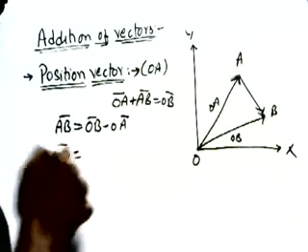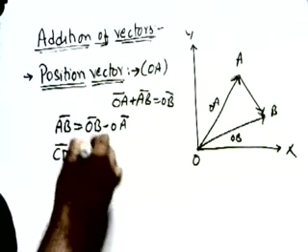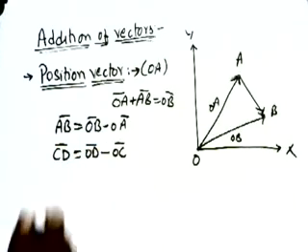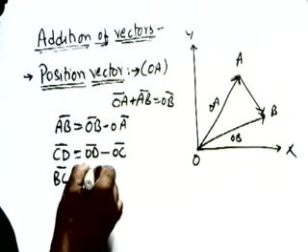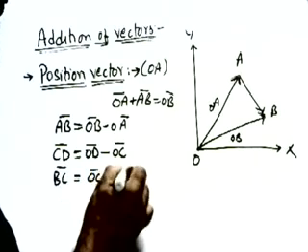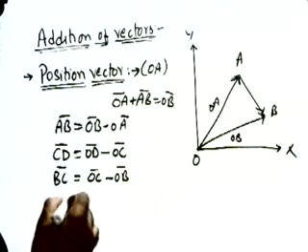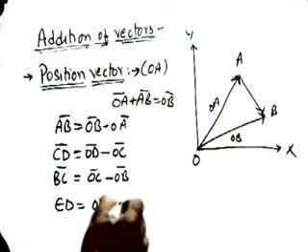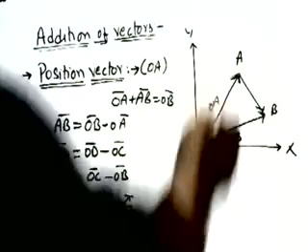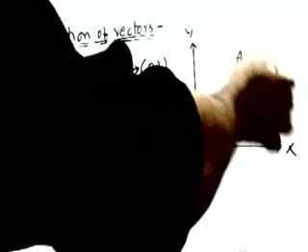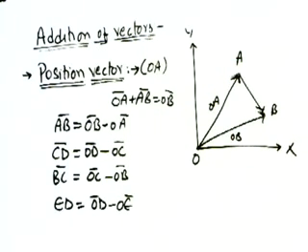Similarly, if you want to write CD, first we write D: OD minus OC. Let me do a few examples. Suppose BC, how do we write it? BC is OC minus OB. Suppose we have to write ED. How to write it? OD minus OE. So the position of a point is represented by a position vector, and if we have to take the vector AB, we can write AB as OB minus OA.